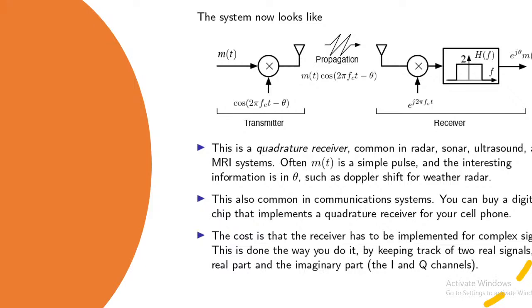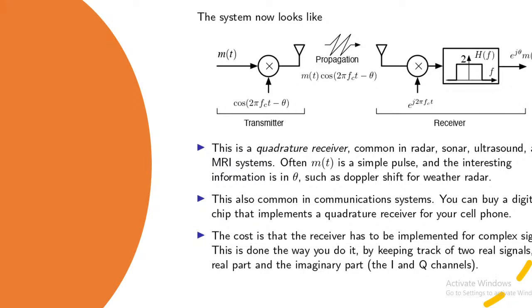Now the system looks like this: m(t) multiplied by cos(omega ct minus theta) gives you the transmitter signal, which is propagated. That is what is received at the receiver. At the receiver, you multiply it with the signal exponential j omega ct. Then you use a low pass filter that gives you e to the power j theta m(t).